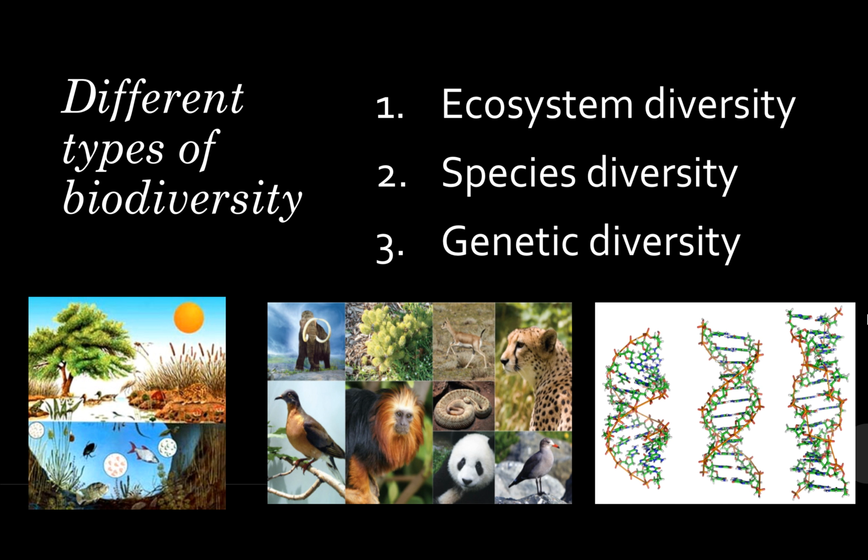Species diversity is the variety of species in a given ecosystem. For example, a tropical rainforest has high species diversity in animals, insects, and plants. If there are a lot of animal or plant extinctions, this means there will be a decrease in species diversity.